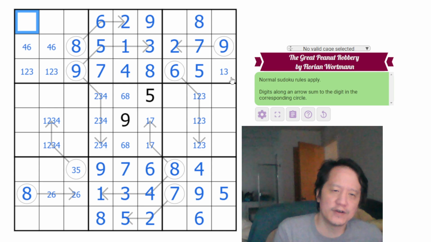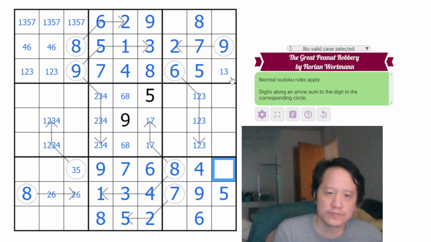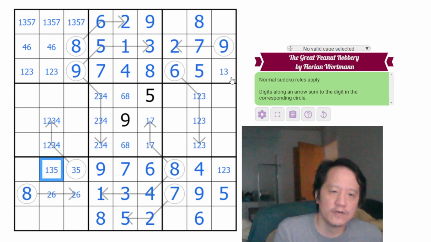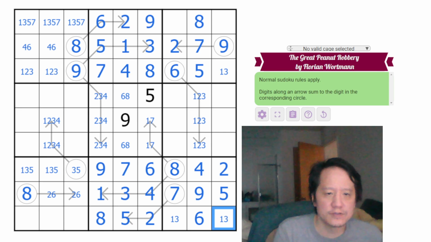1, 3, 5, 7. Possibilities here. Okay. We have 1, 2, 3, 5. This is 1, 2, 3. 5, 1, 3, 5. Okay, this has to be a 2. So this is 2. We have 1 and 3. So this is 1 and 3. This is 1 and 3.